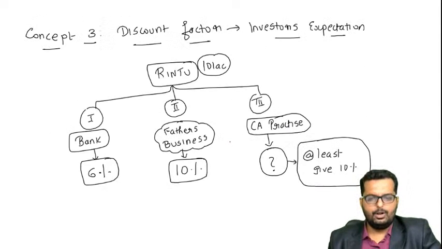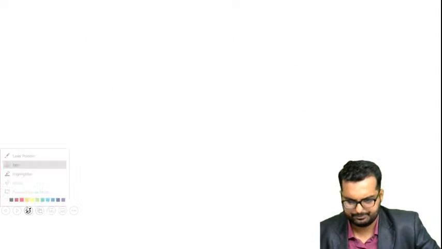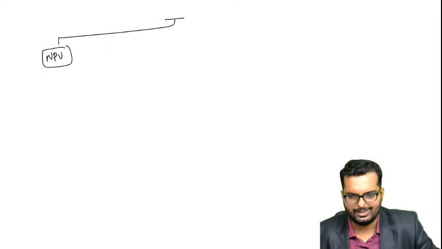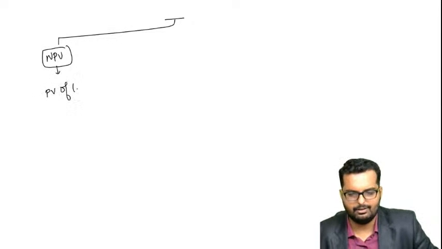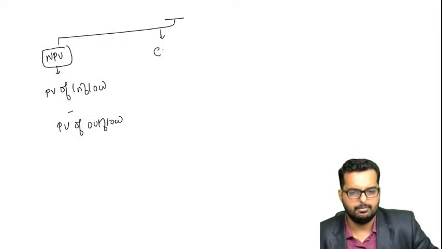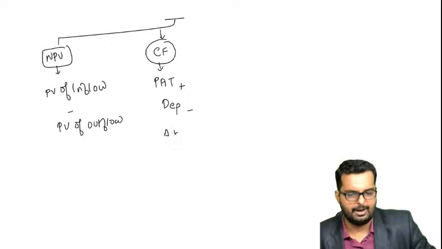Alright. So let me give a summary of the 4 things that we learned. Let's create a summary and then take a break for the first session. 1 minute. Alright. So we learned 4 concepts in the morning. We learned what is NPV, present value of inflow minus present value of outflow. Then we learned about cash flow. Cash flow, we learned the formula profit after tax plus depreciation minus additional working capital minus capex.